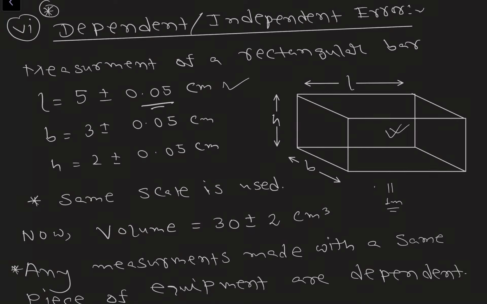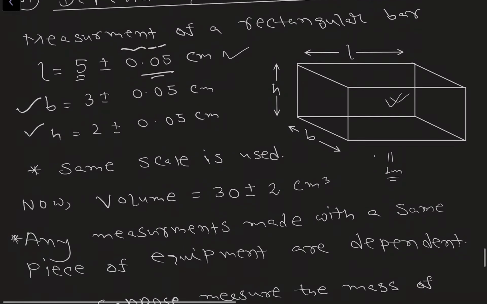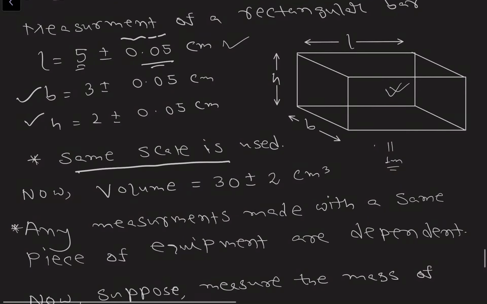We measured it very precisely. We take several repeated experiments. Every time we are getting this value of 5 centimeter, but we are accurate up to 0.05 cm. Similarly, we get breadth and height. The important thing is we use the same scale. So now the volume of the cube will be 5 into 3 into 2. It is coming out to be 30.